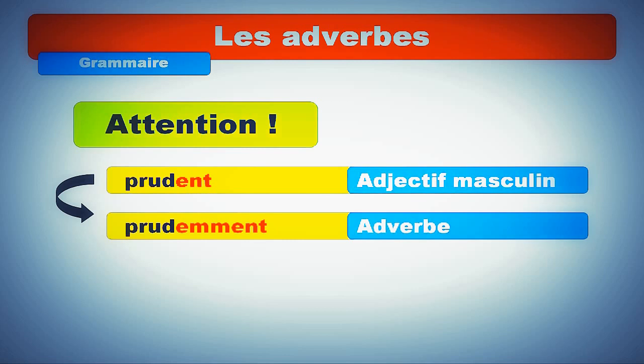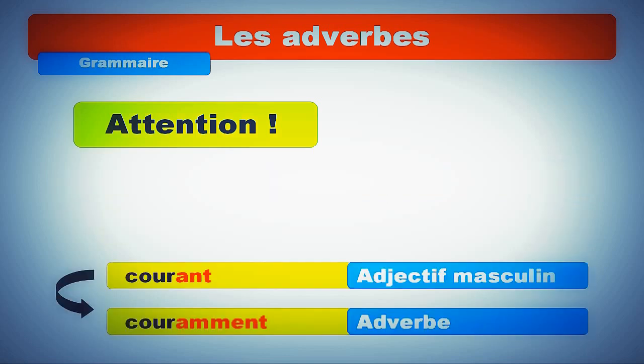Let's pronounce together. First we'll pronounce the adjective: prudent. Repeat. Prudent. And then the adverb is prudemment. Repeat. Prudemment. Now let's see the second group of strange adverbs. They look a bit the same way, but it's ant, pronounced the same way. It's courant. Repeat. Courant. It will transform into couramment. Repeat. Couramment. The pronunciation is the same, but you've got to write this a in this case.